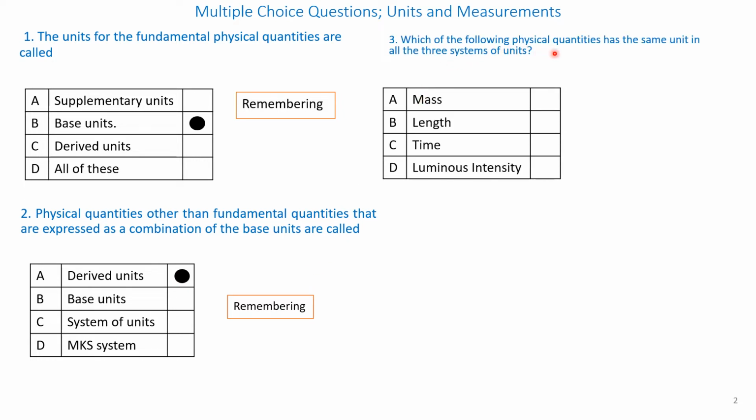Which of the following quantities has the same unit in all the three systems of the units? So the unit is same in all the three systems of units. That is, you have MKS system, FPS system and SI system, which is common for all the three. Whether it is option A, mass, option B, length, option C, time, and option D, luminous intensity.